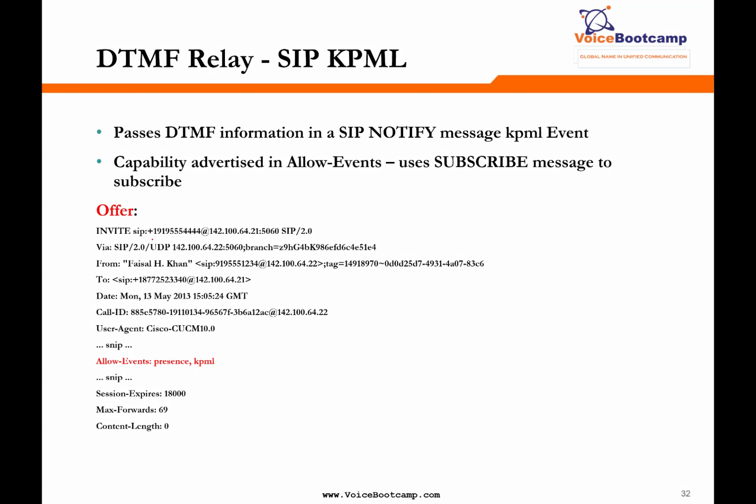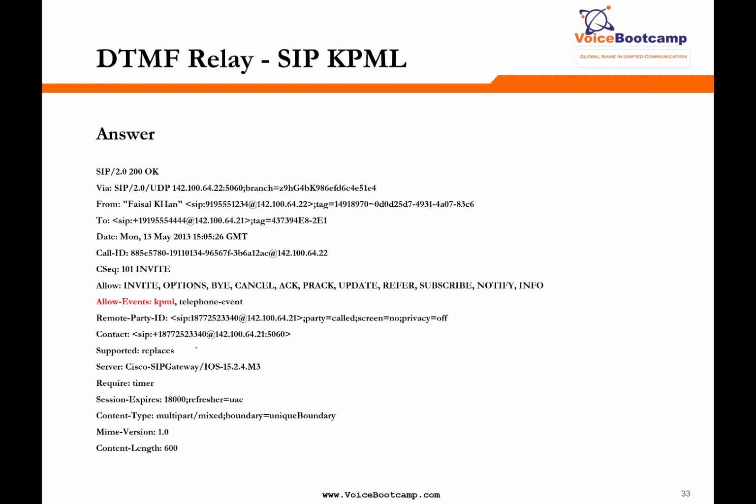Now the last and final DTMF type that you have is called SIP KPML. KPML is very similar to an XML kind of concept. It will pass DTMF information or digits in a SIP notify message using KPML events. When you are sending an invite message or offer, you will see something called allow event presence KPML. So that's an indication you're using SIP KPML for your DTMF. The response will contain something very similar as well, allow event KPML.